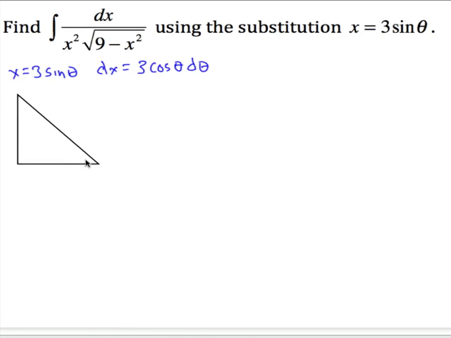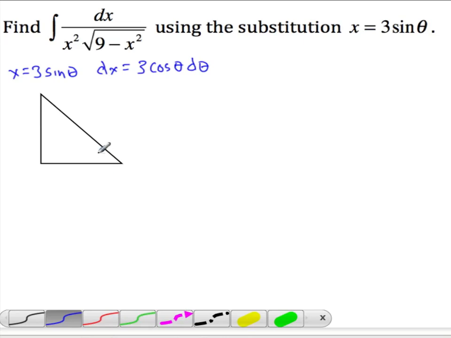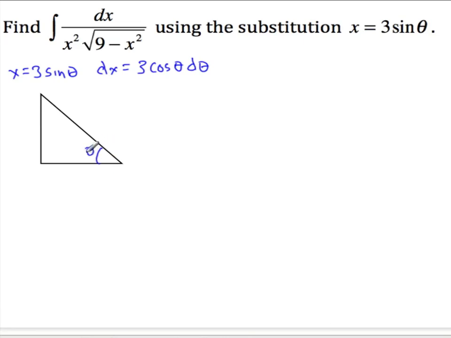And so if this is theta here, sine theta is equal to x over 3, which means that this piece down here must be square root of 9 minus x squared. So therefore, I have a cosine here, so I'm going to need cosine eventually. Cosine theta is equal to this, square root of 9 minus x squared over 3.